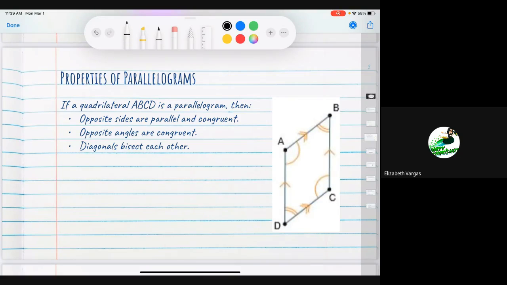The next thing is that opposite angles are congruent. So for example, D's opposite angle is B. And let's say we know that D is equal to 70 degrees. Well, then given that we can assume if this is a parallelogram, then B must also be equal to 70 degrees. So it must follow that criteria.